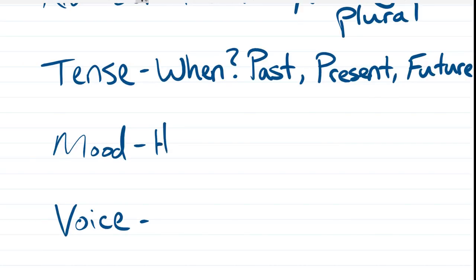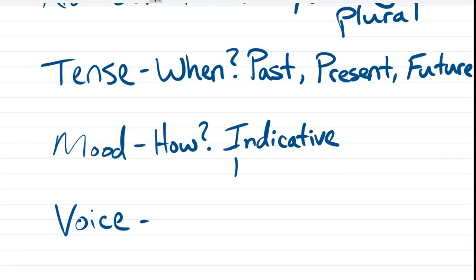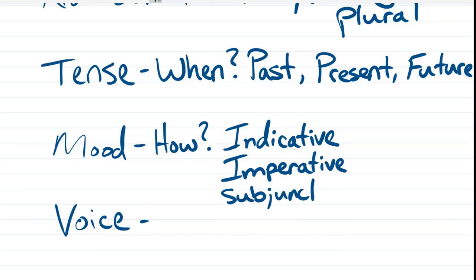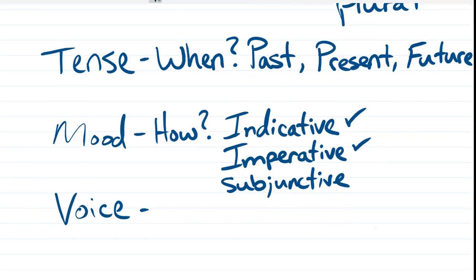And mood is how is this being stated, right? How is the verb being expressed? You have three options. There's either indicative mood, imperative mood, or subjunctive mood. And we will get both indicative mood and imperative mood here. Subjunctive mood we won't even talk about this year.